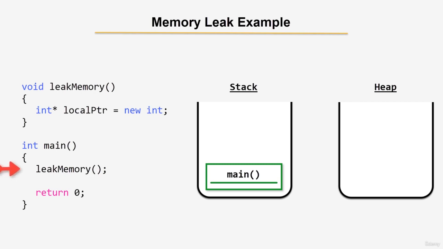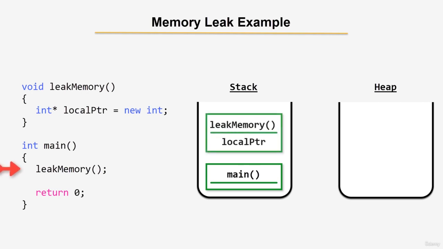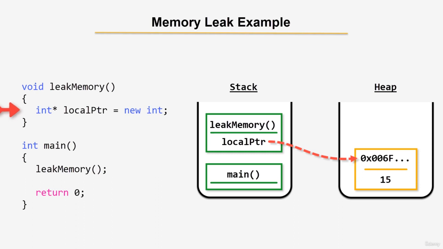Okay, so I have a program again to the left. In main, all I do is I call the function leak memory. So as soon as we step into that statement, we'll push a stack frame for the leak memory function onto the stack, and that will include memory for the local variables. So we have local ptr, which is a pointer to an integer. Then when we step into the statement in the body of the leak memory function, we'll create that object in the heap. So we'll allocate memory for an integer in the heap.